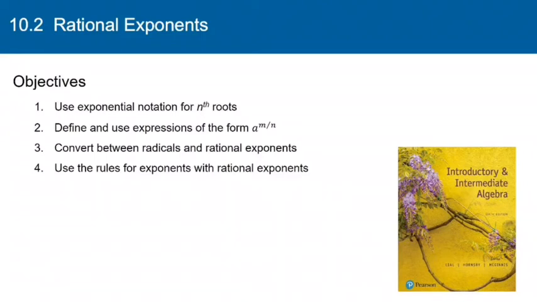Today we're in section 10.2 where we're going to be talking about rational exponents. There is a way that we can change out of radical notation and into rational exponent notation. You remember that the word rational always means we're dealing with fractions, so these are exponents that are in fraction form. In today's video, I'm going to show you how to use exponential notation for all nth roots. That will replace radical notation whenever we want it to.